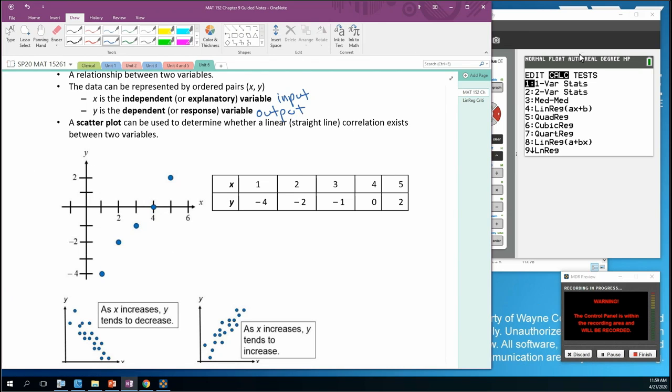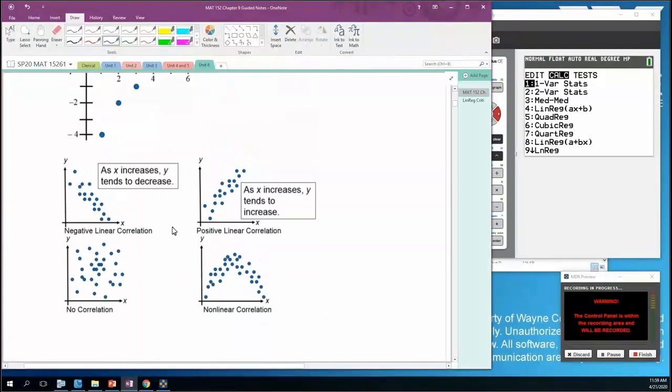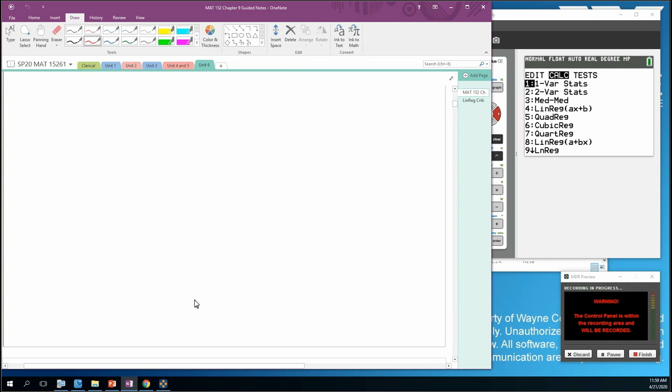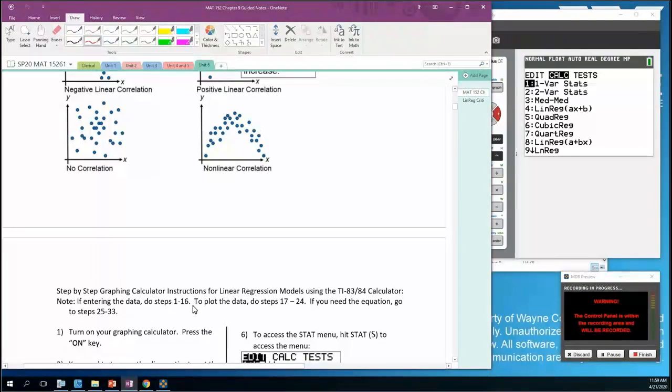So we can do a scatter plot here. For negative linear correlation, as x increases, y would tend to decrease. If you have positive linear correlation, that's where both variables increase at the same time. No correlation means there is really no seeming pattern. Nonlinear correlation we're not going to touch in here, but you can do nonlinear correlation.